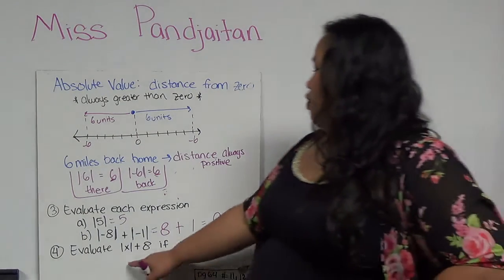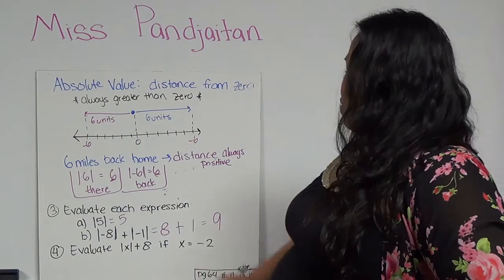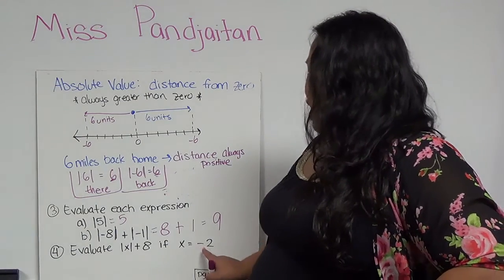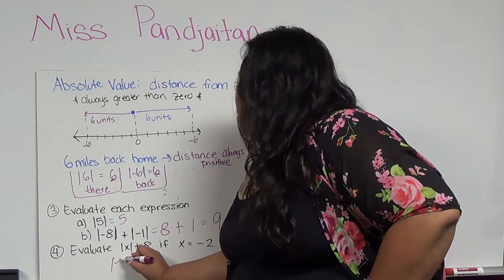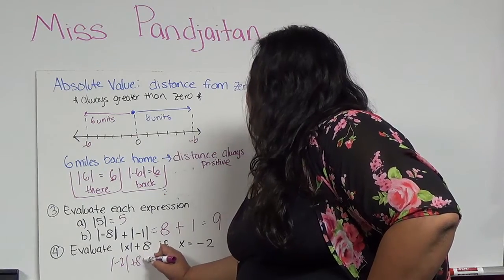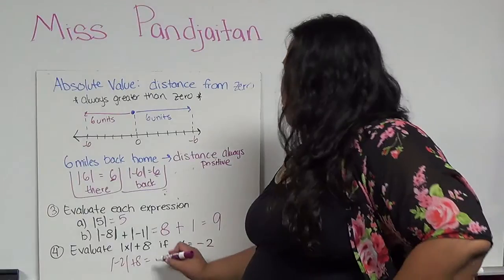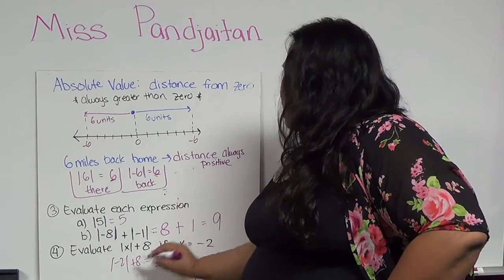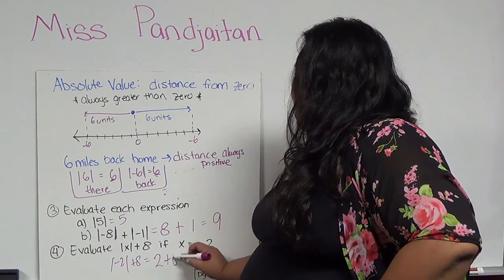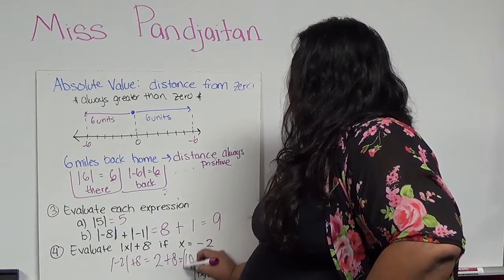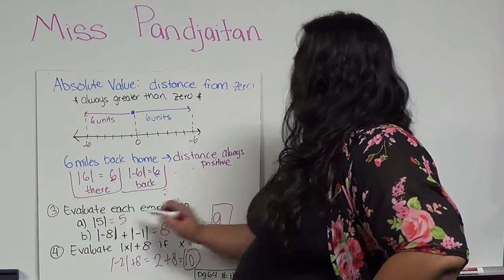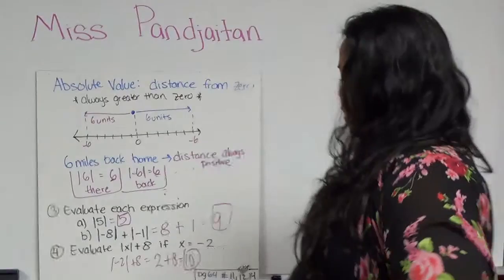And number 4 is telling us to evaluate if x equals negative 2. So if x equals negative 2, we're going to put a negative 2 in here, plus 8. Again, we're going to evaluate the absolute value first. The absolute value of negative 2 is 2. And since 8 doesn't have an absolute value, I'm going to leave that, leaving me with 10. Let's make sure to box our answers.